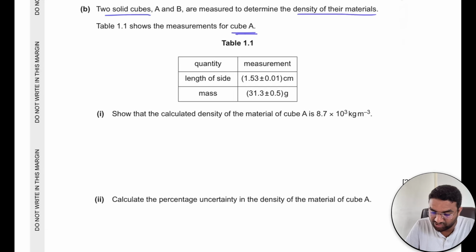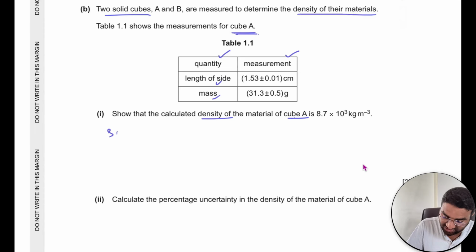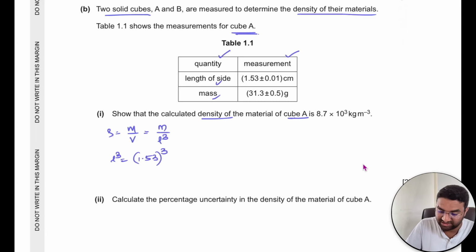Then two solids A and B are measured to determine the density of the material, and the measurement of the cube A is given here. The quantity and measurement lengths are given and mass is also given. Show that the density of the material of cube A is 8.7 times 10 to the power of 3. I hope you know that the density of any material, rho, is equal to m by v. Here we have a cube, so volume of the cube is L cube. So firstly calculate the L cube, which is 1.53 cubed.